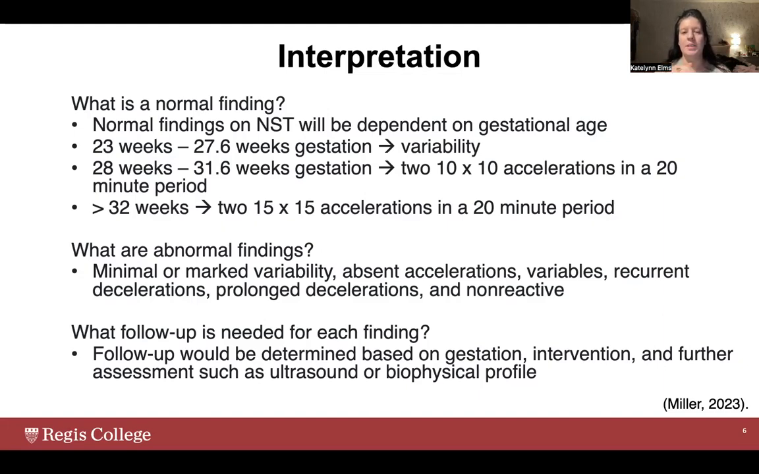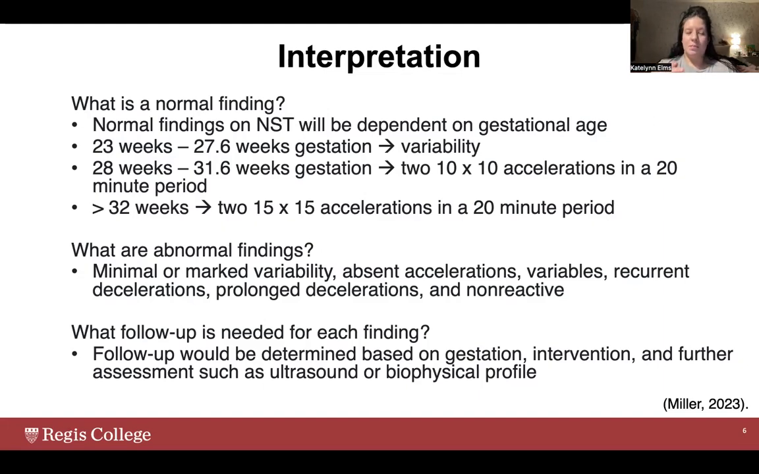You want to see it go up by 10 beats for 10 seconds twice in a 20-minute period. These are called accelerations. And if the baby does this twice, then they would have a reassuring NST. So there's no cause for concern that the baby is acidotic at this moment. The problem is this stuff can change rapidly, and this is just a snapshot.